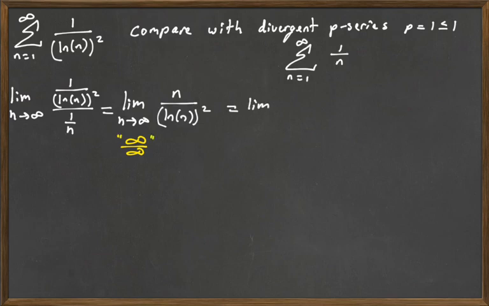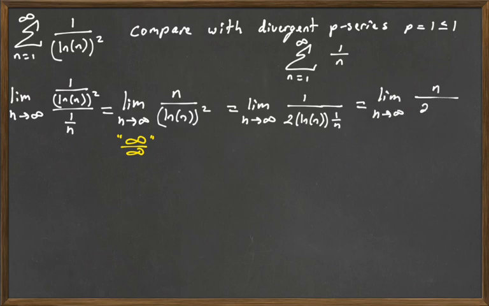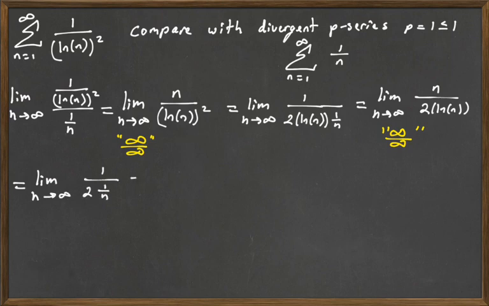So it's going to be equal to the limit as n goes to infinity of 1 over 2 natural log of n times 1 over n by the chain rule. That's equal to the limit as n goes to infinity of n over 2 natural log of n. Again, this is of the form infinity over infinity, so we apply L'Hopital's rule again. It's the limit as n goes to infinity of 1 over 2 times 1 over n. We'll rewrite that as the limit as n goes to infinity of n over 2, and that's equal to infinity.